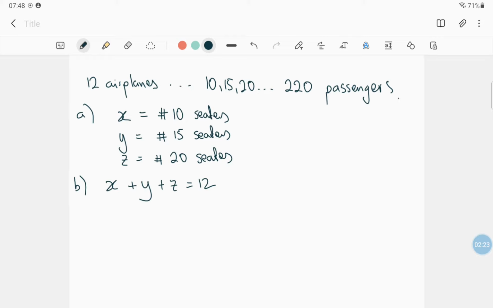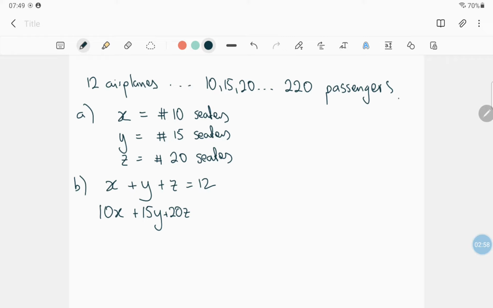Now, if you have one 10-seater, that gives you 10 seats. Two 10-seaters gives you 20 seats. Three 10-seaters gives you 10 by 3 seats, 30. And x 10-seaters will give you 10x seats. So no matter what x is, if it's 5, for example, it'll be 10 by 5, that'll give you 50 seats. Plus, similarly, 15y plus 20z; this is an equation in seats.